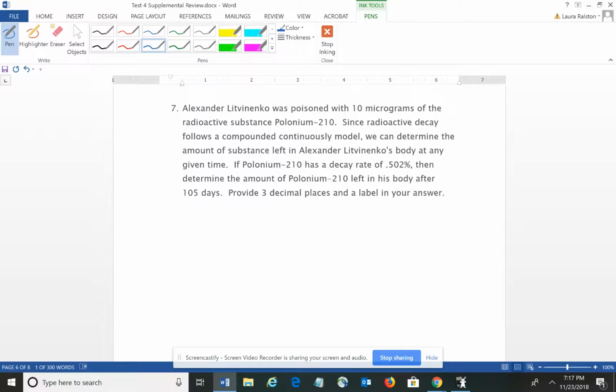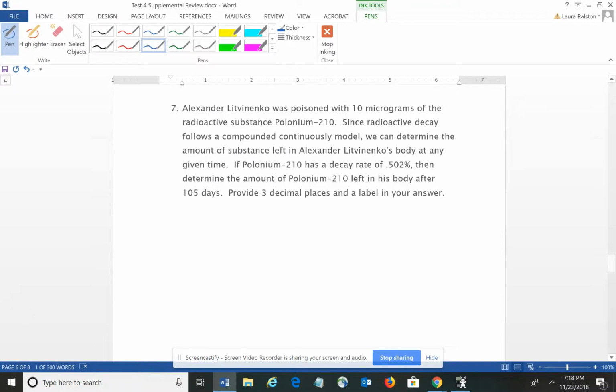Since radioactive decay follows a compounded continuously model, we can determine the amount of substance left in Alexander's body at any given time. If polonium-210 has a decay rate of 0.502%, then determine the amount of polonium-210 left in his body after 105 days. Provide 3 decimals and a label in your answer.